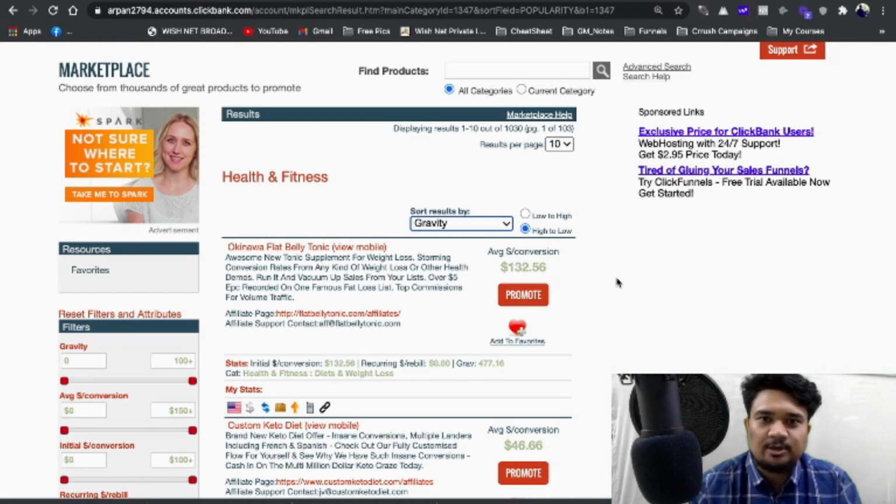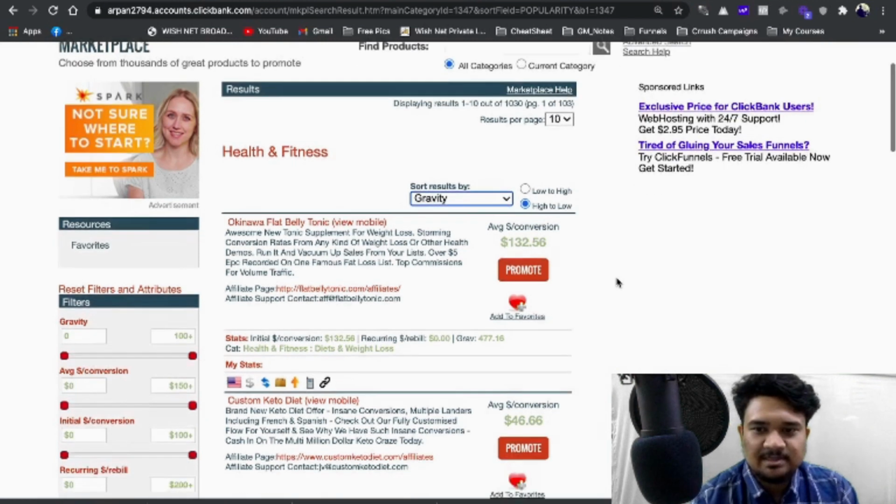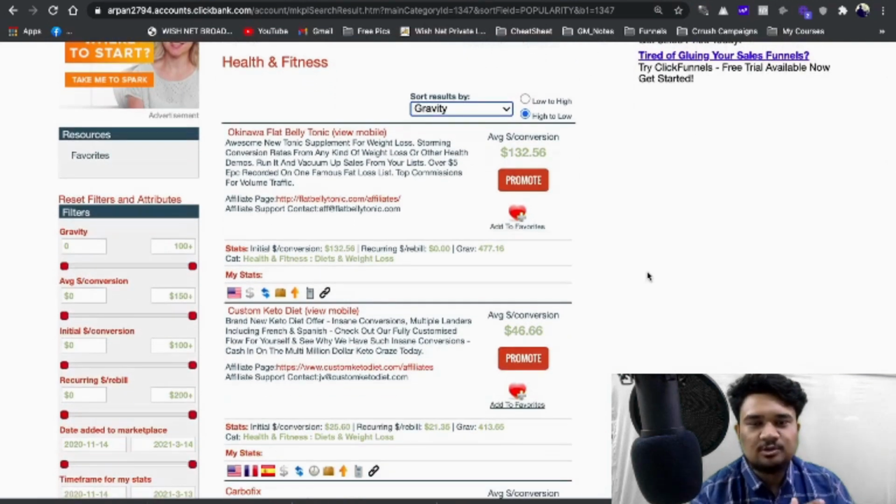So there is good competition in these products, and I would recommend that having good competition is healthy for you as well. So never be afraid of the competition, because it's selling more, so there's competition in it. If the product didn't sell much, then there would not be any competition, so you would have less chance of promoting or selling that product. So I would recommend you go for a high gravity score.